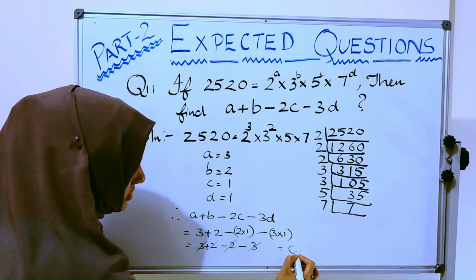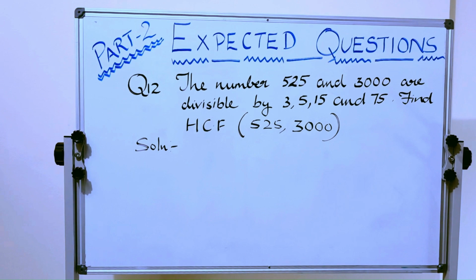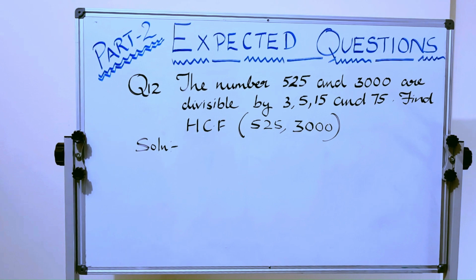So the answer is 0. Next, 12th question. The numbers 525 and 3000 are divisible by 3, 5, 15 and 75. Find the HCF of 525, 3000.